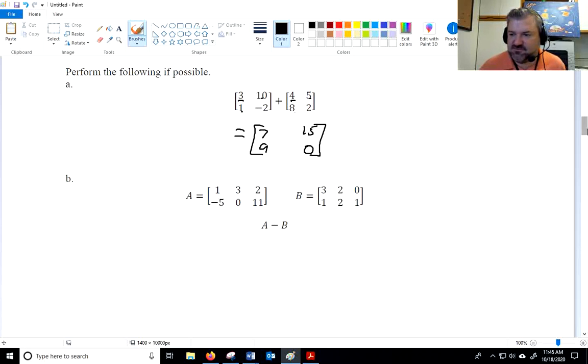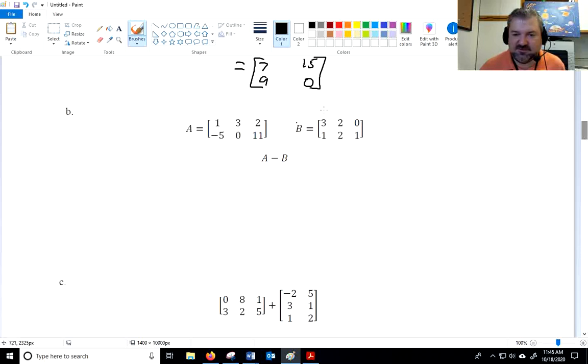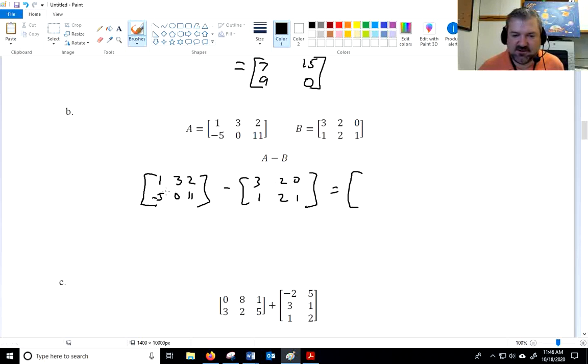All right, I can also define the two matrices and just say A minus B. So that's just another way of doing that. So let's write that out. 1, 3, 2, negative 5, 0, 11, minus 3, 2, 0, 1, 2, 1. It is defined, right? 2 by 3 minus a 2 by 3.